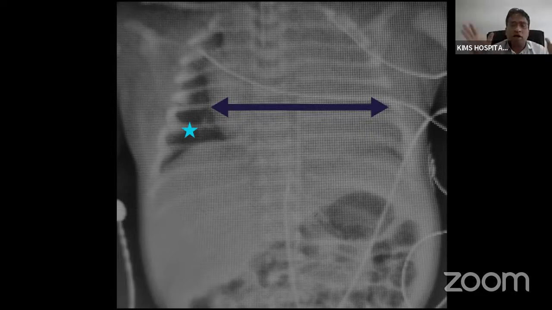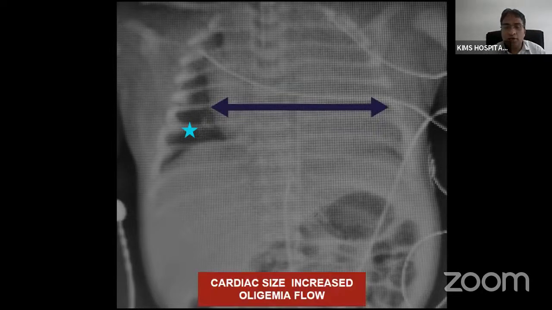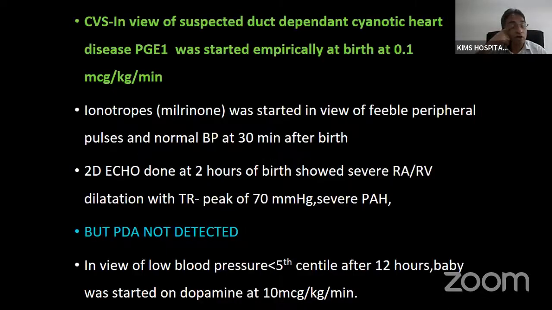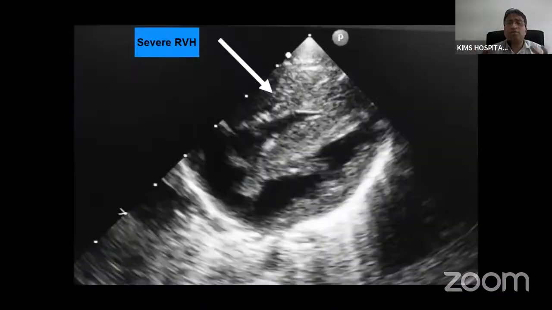TOF physiology with cardiomegaly, there are only 4 diagnoses: severe TR, critical PS or PA intact IVS, Ebstein's anomaly, or a cardiomyopathy which is causing severe TR, so that the blood is not going to the lung. So here the cardiac size is increased, with oligemia. Here we suspected a duct-dependent lesion, so we started PGE1 and an inotrope was started. But when we saw the echo, we didn't find any PDA. And there is severe RA and RV dilatation and blood pressure is low. You can see there is severe RV dysfunction because of the RV diastolic dysfunction, PFO shunting right to left, nothing is going into the lung. So there is severe RV dysfunction.